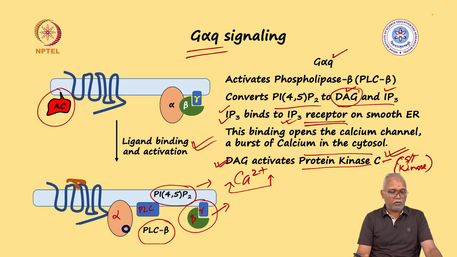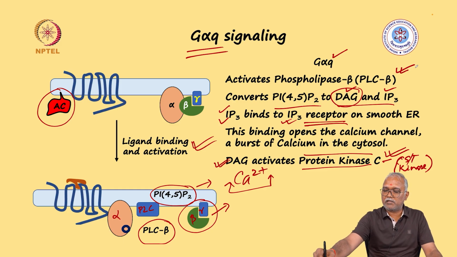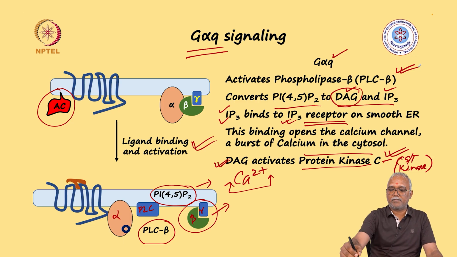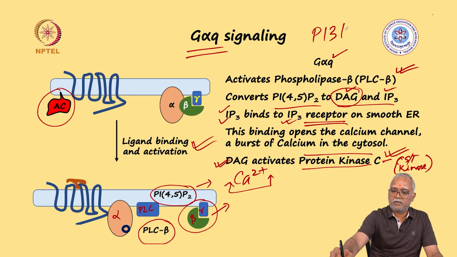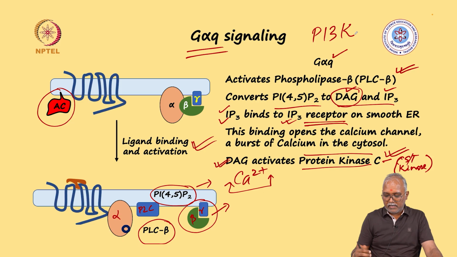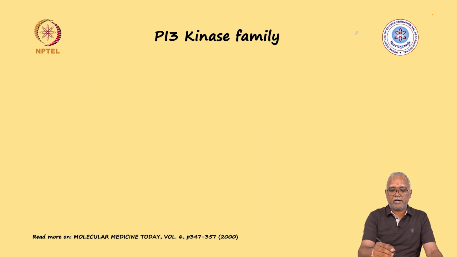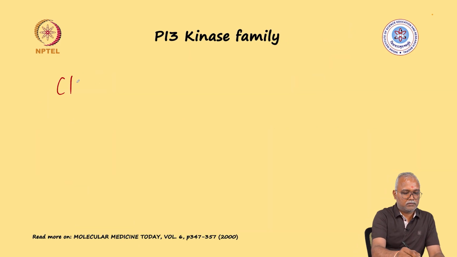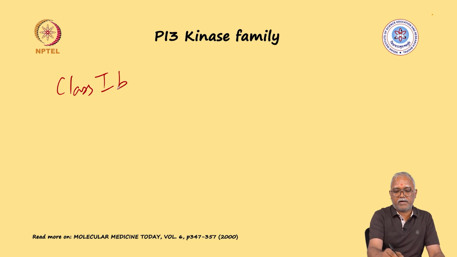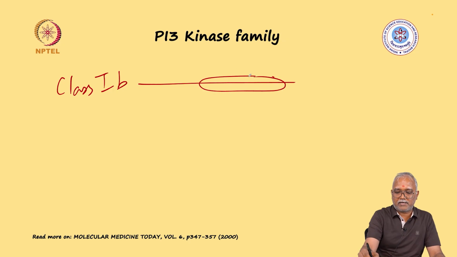So we will see how this moves forward, but also remember that there is a regulation on these lipids, which we saw in the case of receptor tyrosine kinases also, where we saw the example of PI3 kinase, how they were working in an antagonistic manner. And if you recollect, they were class 1B of these PI3 kinases which had the kinase activity.